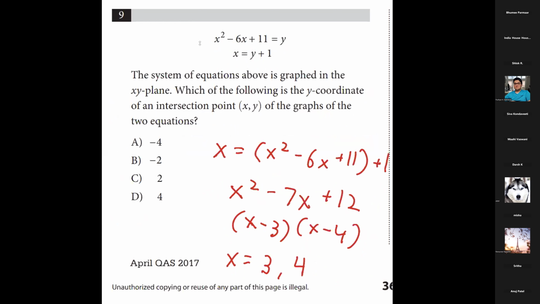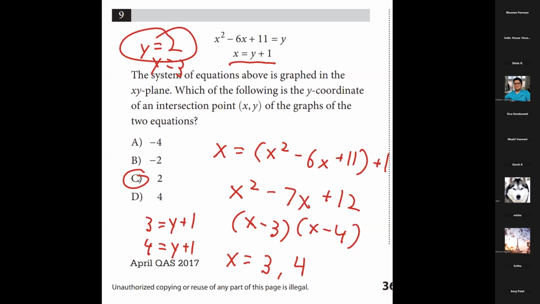And so we can just plug in to find y. So you plug into this equation. 3 equals y plus 1, and 4 equals y plus 1. So that means y can equal, subtract 1 from both sides, that gets us y can equal 2, or y can equal 3. 3 is not one of our answer choices, so that means y must be equal to 2. So the correct answer is answer choice C.